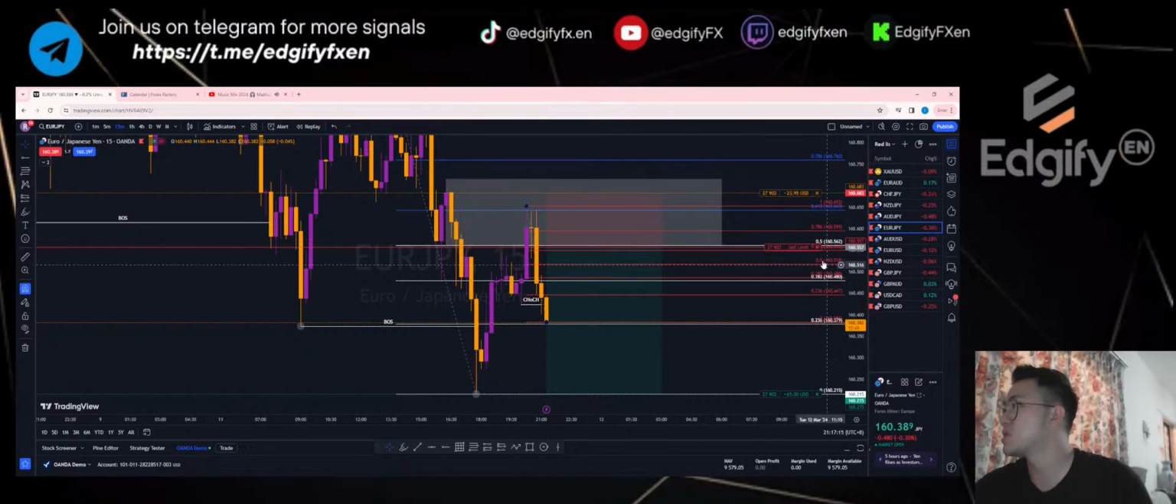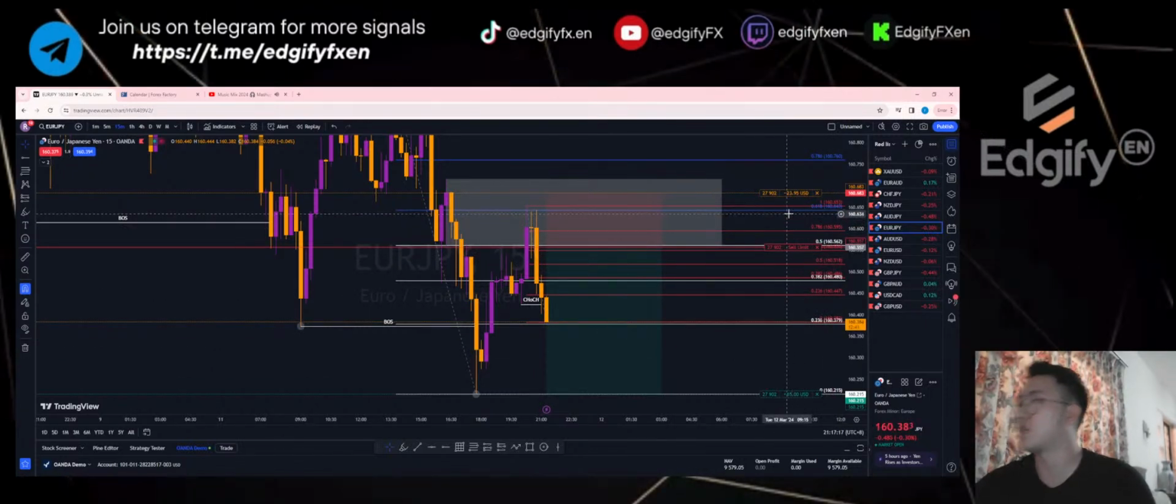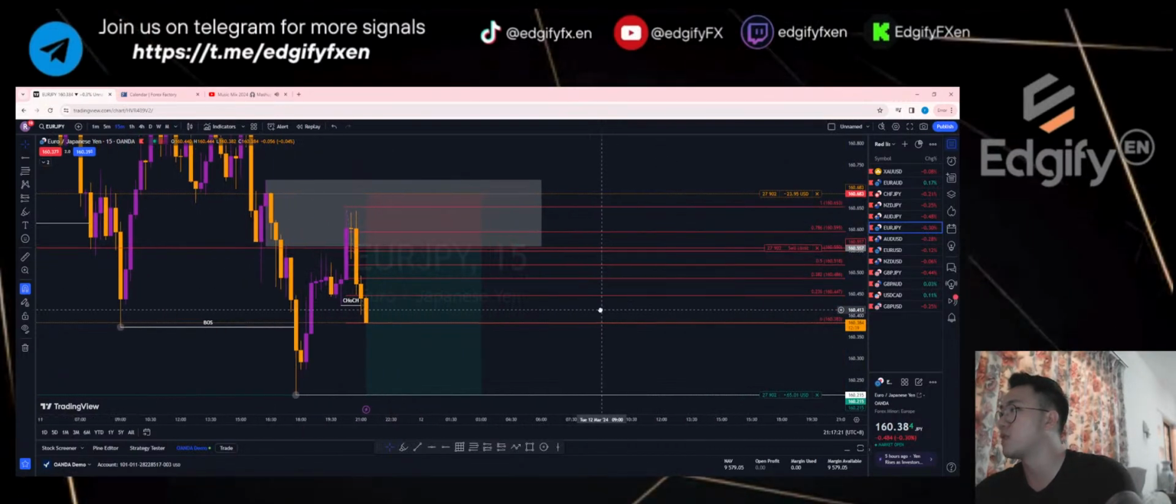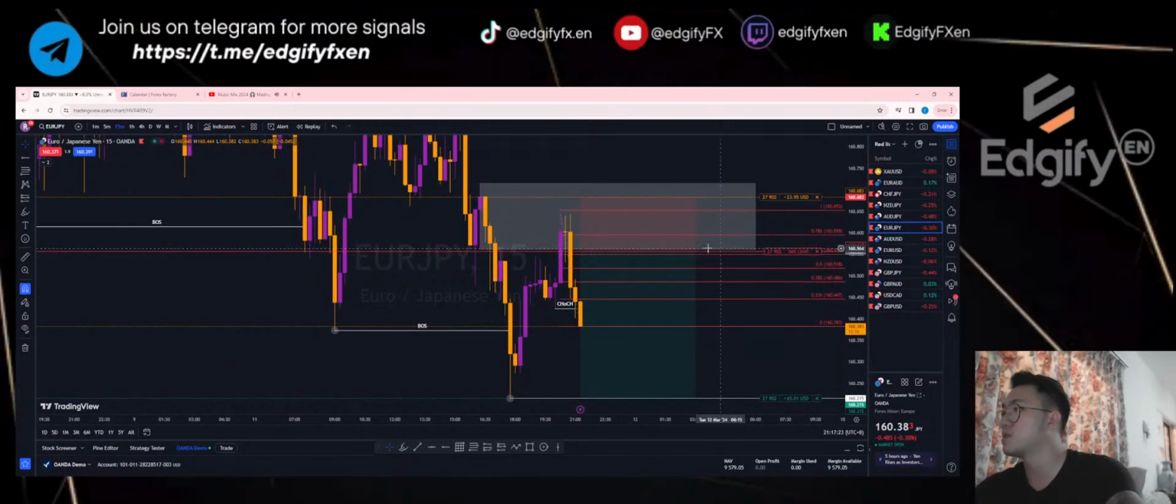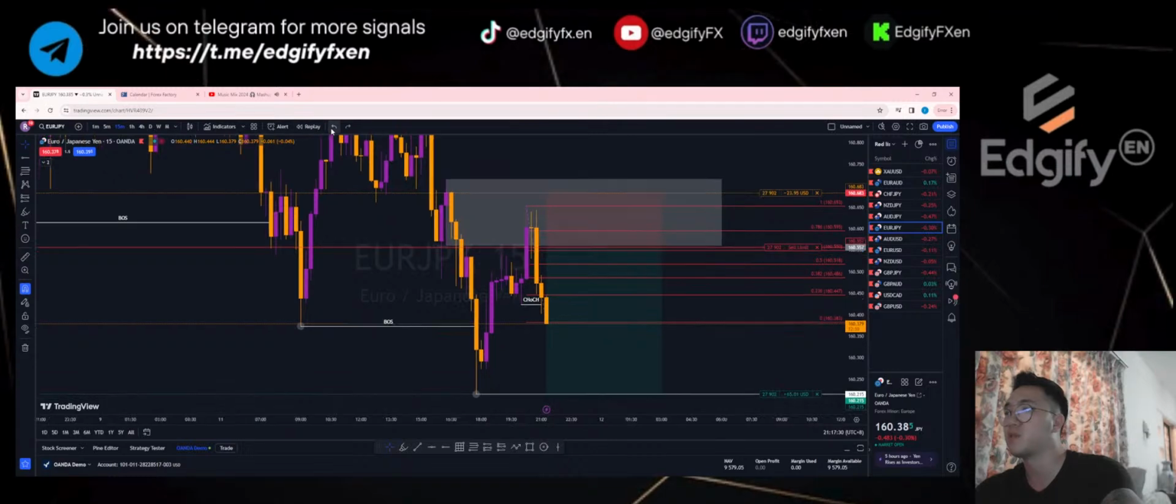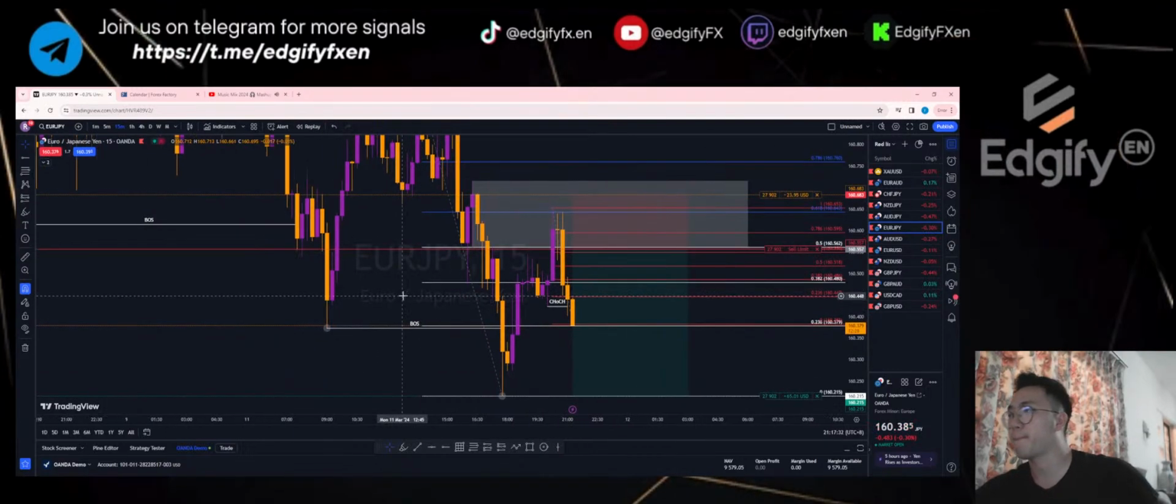But anywhere from the 618 and the 786 level, it's fine for entry. Basically what I mean is these levels here. My entry here is a 618. This is 786. Anything in between the 618 and the 786, it's fine for me.